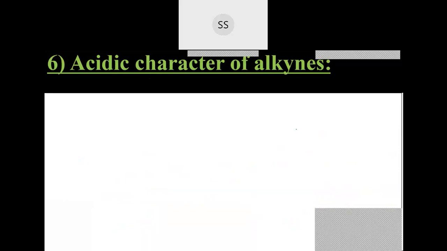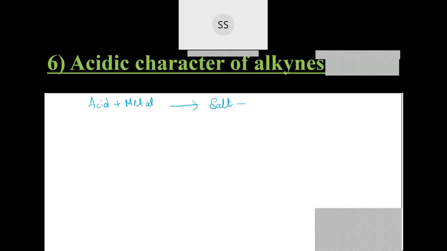One more property remaining, the last one, that is the acidic character of alkynes. Now how have they found out that alkynes are acidic in nature? How do you find out that an acid has H plus ion? This is from your high school, if you remember. One property of acid is that if you make it react with a metal, they form salt, and along with the salt there is a release of hydrogen gas, correct?